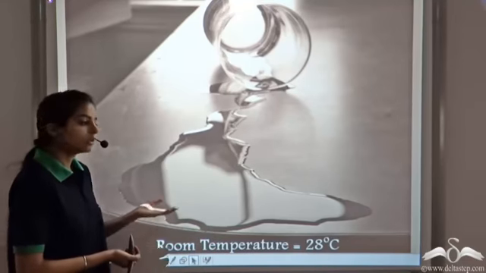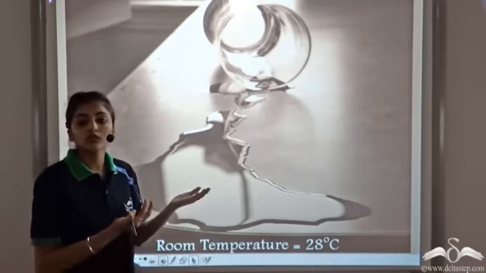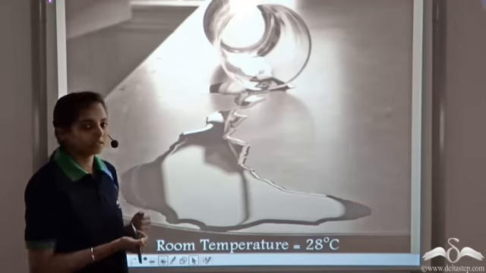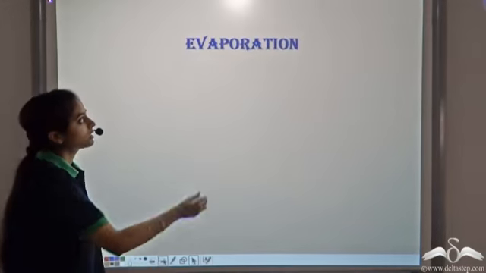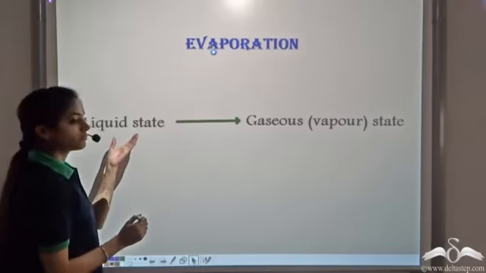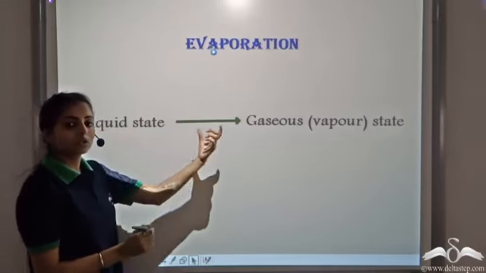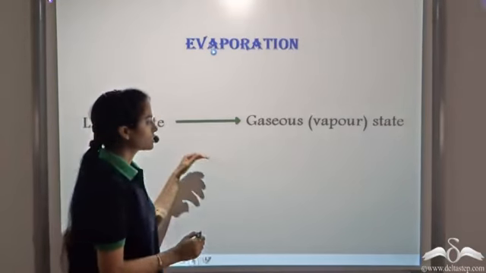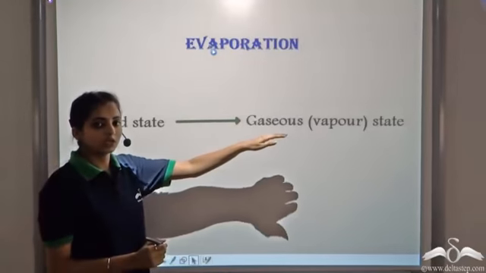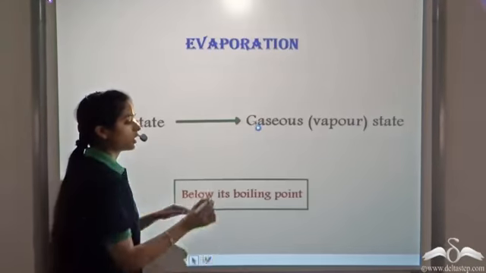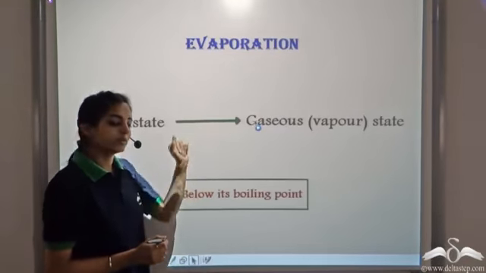So this water on the table or on the floor and the water from your clothes, it evaporates. What is evaporation? It's the process of the change of the liquid state to the gaseous or the vapor state. So whenever the liquid changes into the gaseous state below its boiling point, that is known as evaporation.